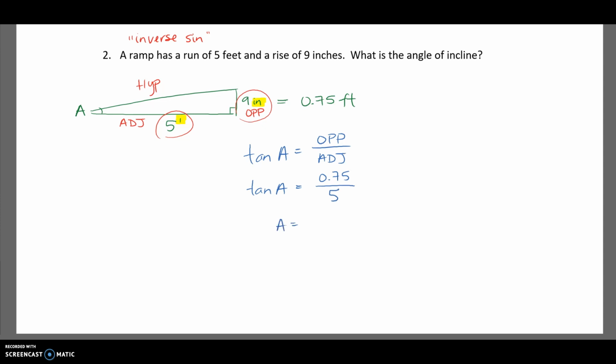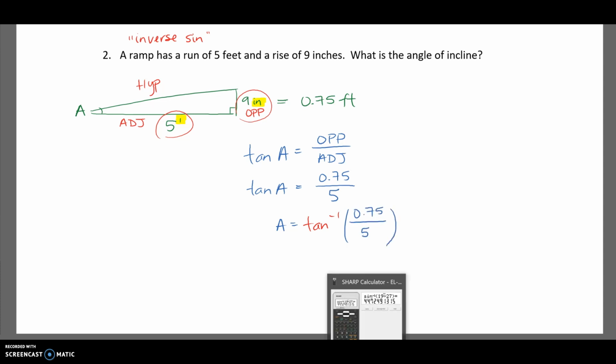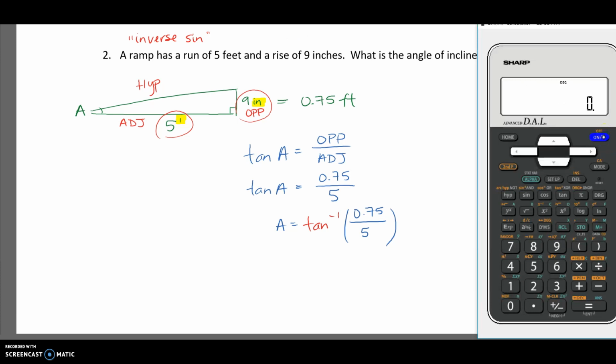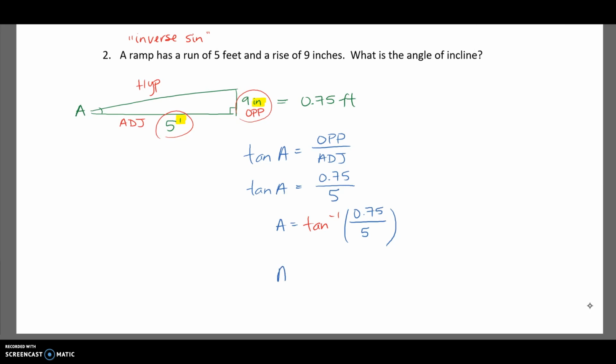To get the angle by itself, I move the tan function to the other side. It becomes the inverse function of tan times the fraction 0.75 over 5, and then I go to my calculator. To get the inverse function of tan, I use my second function, tan, and then bracket 0.75 divided by 5 is an angle of 8.53, or to the nearest whole degree, 9-degree incline.